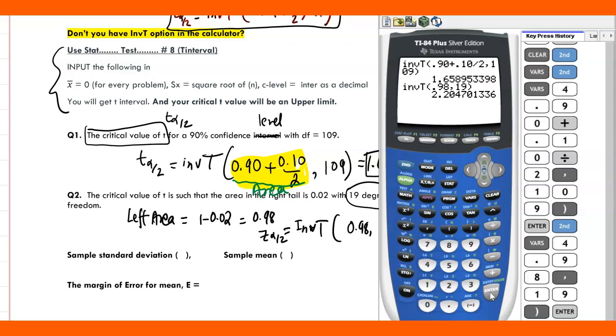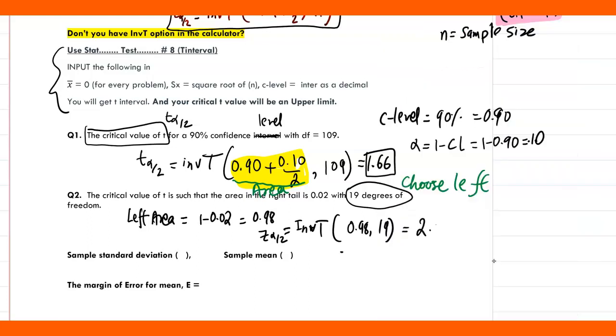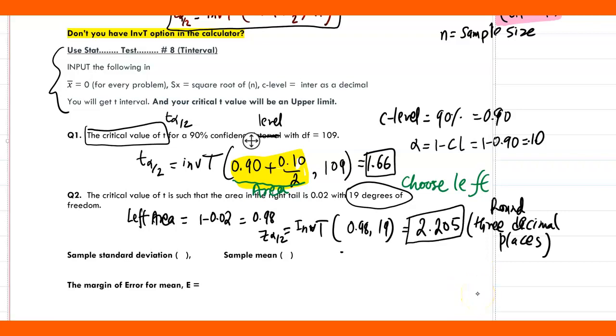2.204. And if you round it to 2 decimal or 3 decimal, depending on the instruction, 2.205 if you round to 3 decimal places. It depends. Okay, down to 3 decimal. Make sense to you guys? Everybody get this answer? Verify this answer.